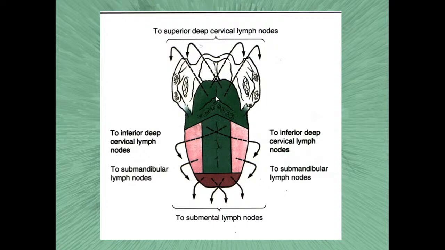lymph drains into the superior deep cervical lymphatic nodes, also known as the retropharyngeal lymphatic nodes. After that, into the right and left jugular trunks, and then, corresponding to the sides, to the right lymphatic duct or thoracic duct, and the corresponding venous angles.